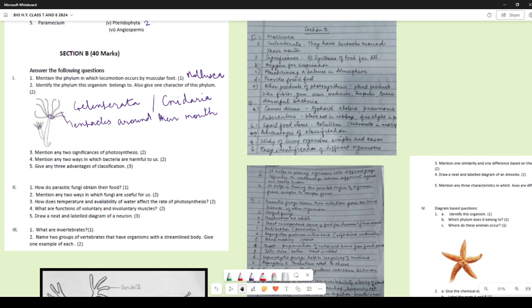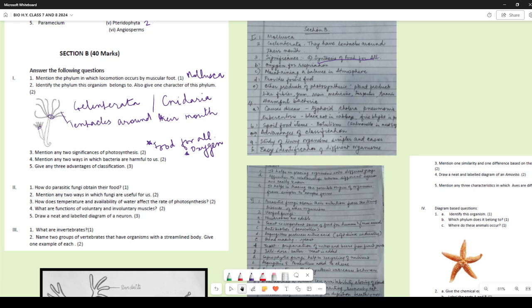Mention any two significances of photosynthesis. Now, first and foremost, when we talk about significance, it synthesizes food for everyone. So, all the food that is present on earth is produced or synthesized by plants. So, I am writing it briefly over here, food for all. Then, very importantly, it provides us oxygen for respiration, right? It not only provides us food, it also provides us oxygen, which is so essential for us to survive.